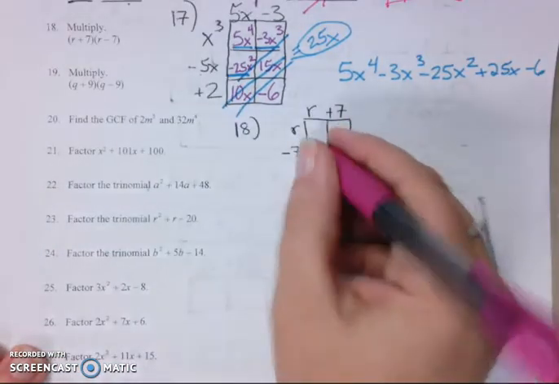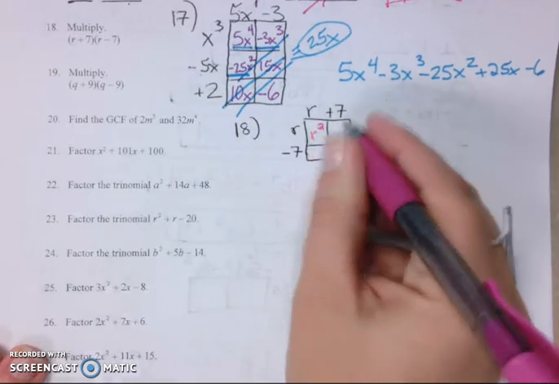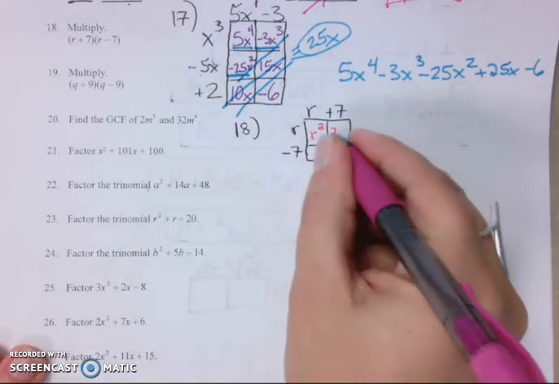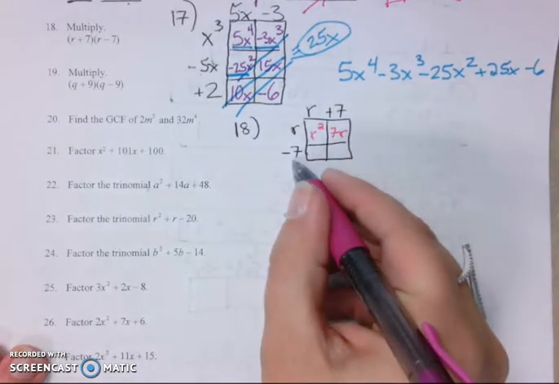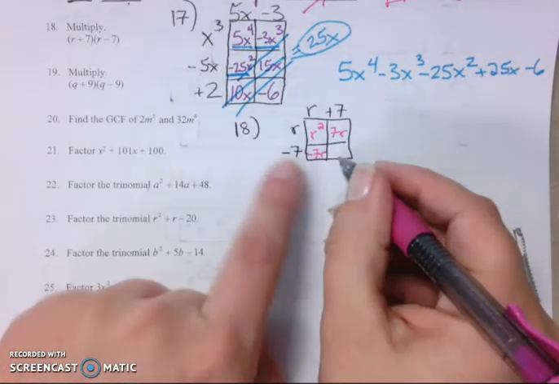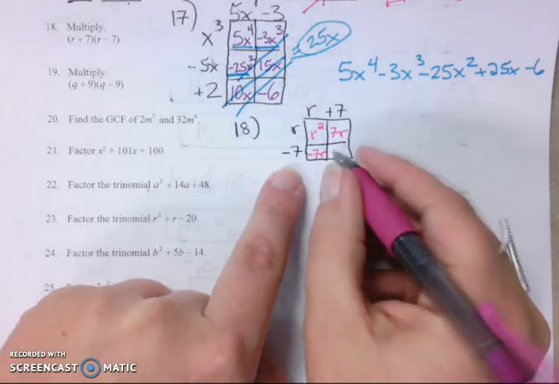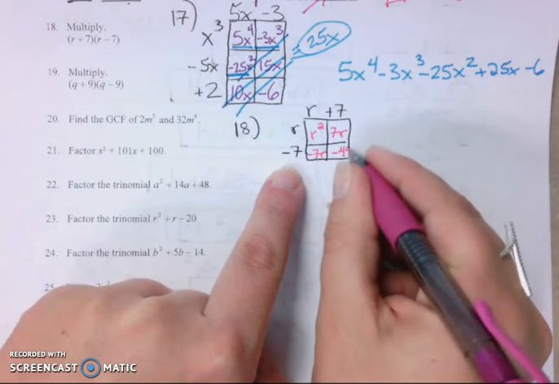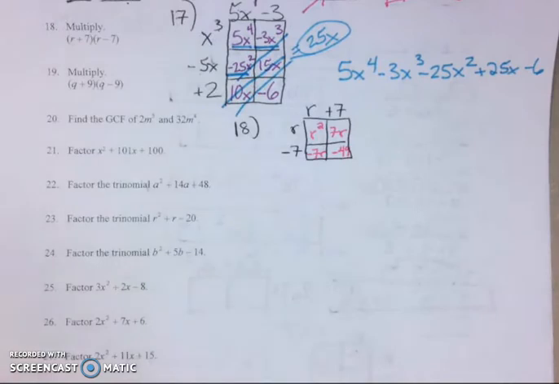R times r is r squared. 7 times r is 7r. This negative 7 times r is negative 7r, put there. In the last box I take negative 7 times 7, and that's negative 49. Remember, you're multiplying, not adding.